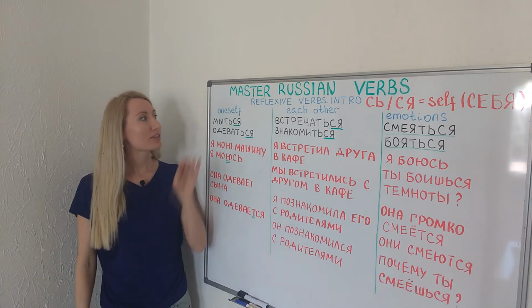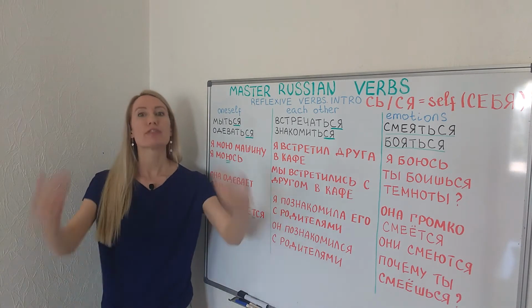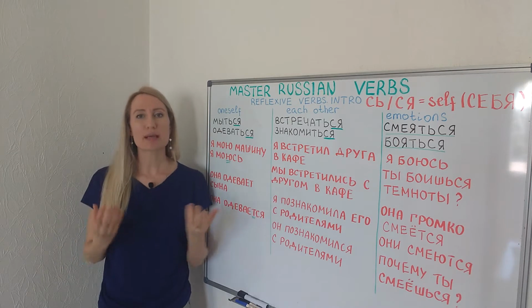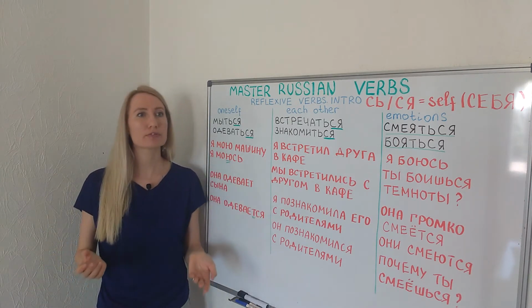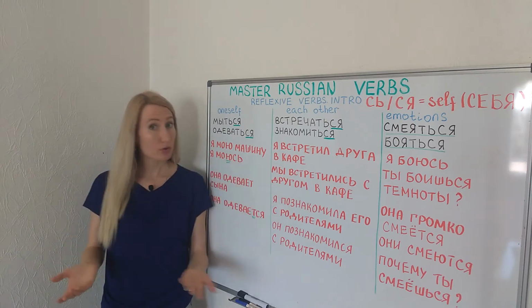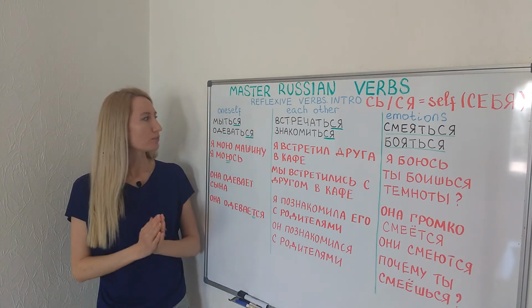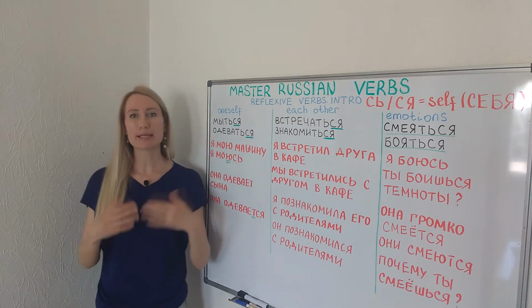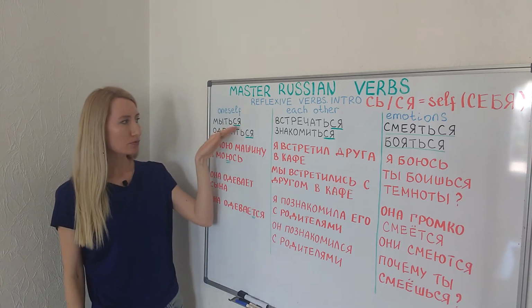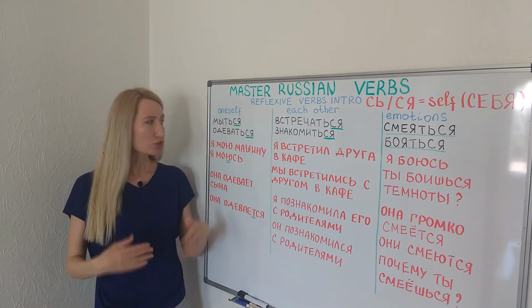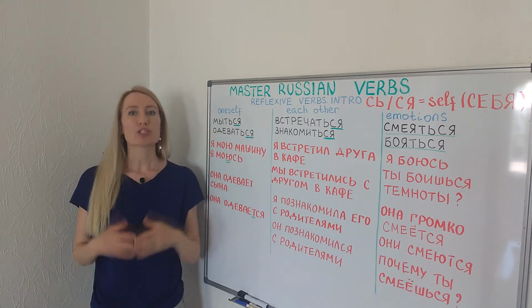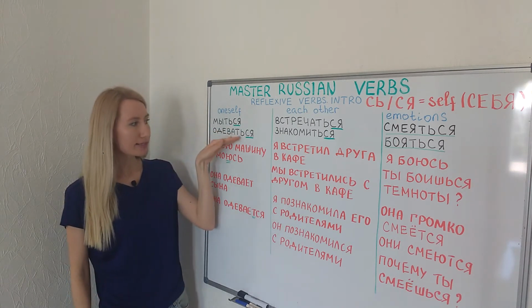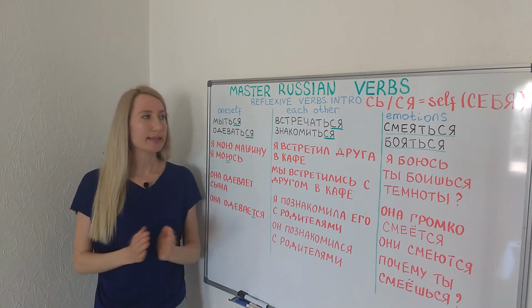The first meaning is reflexive, so when we do something to ourselves. For example, we are washing ourselves, we are shaving ourselves, and so on. I took two verbs, мыться, which is formed from the verb мыть, to wash, by adding ся, and одеваться, which is formed from the verb одевать, by adding ся again.